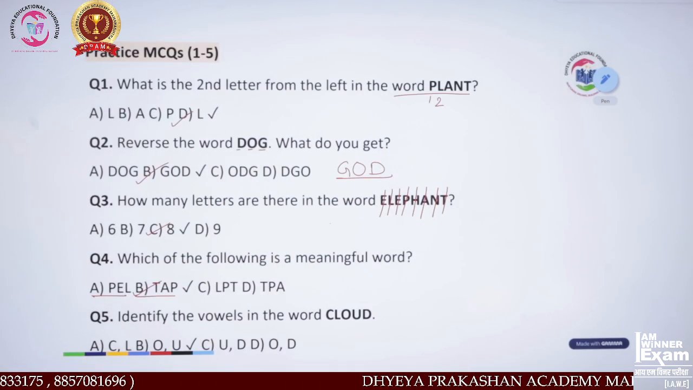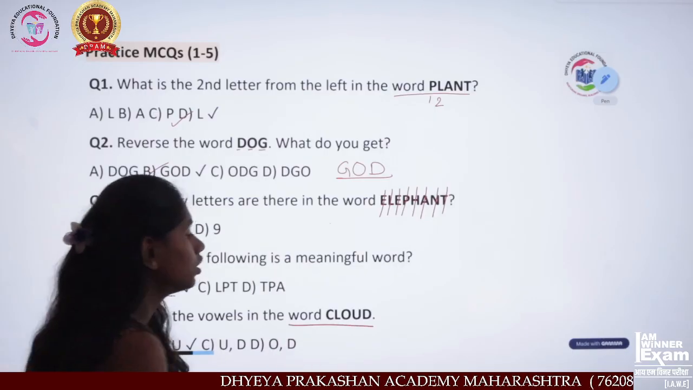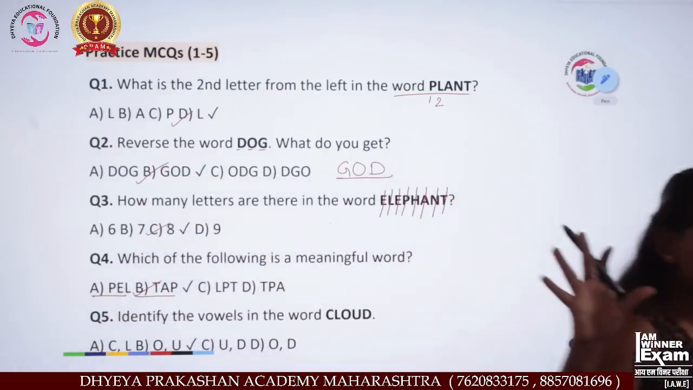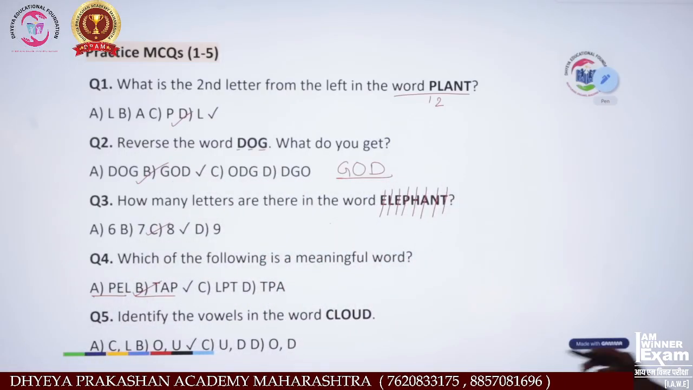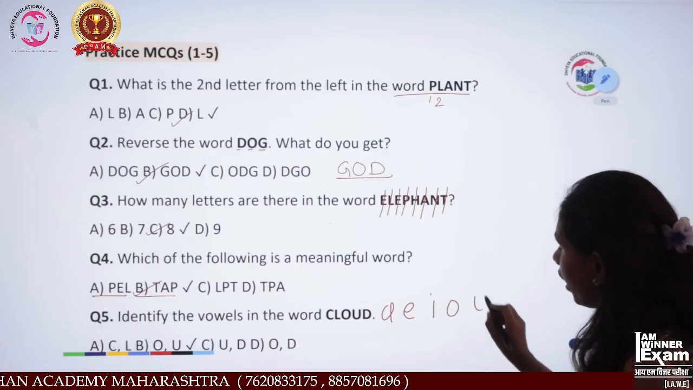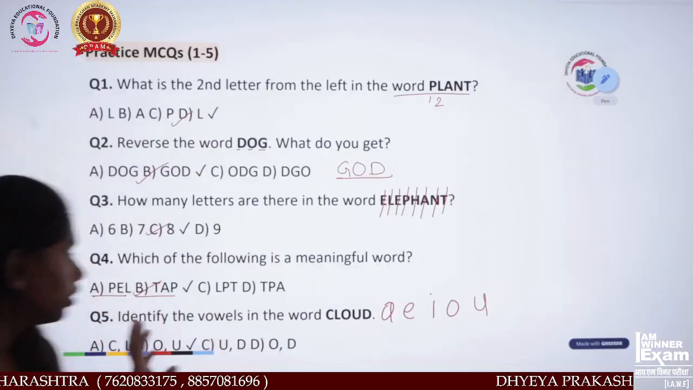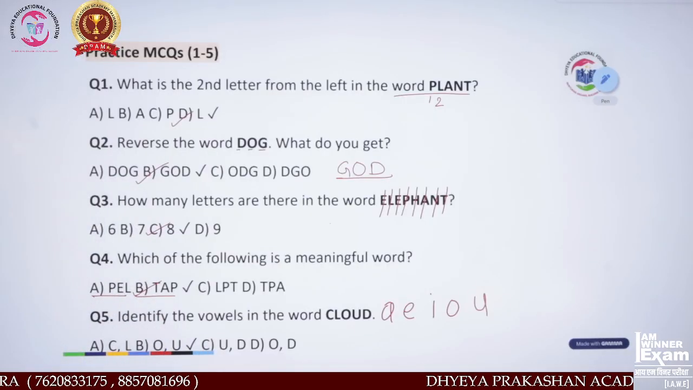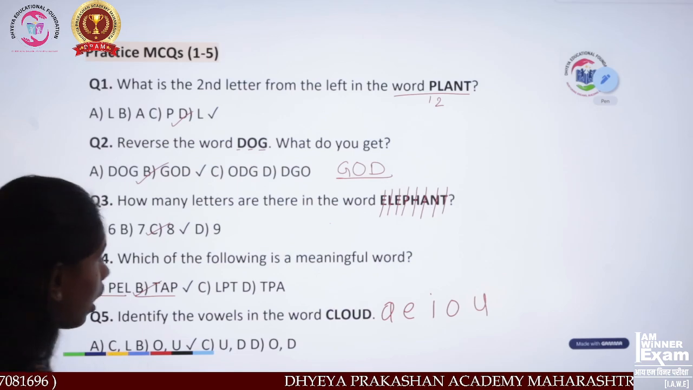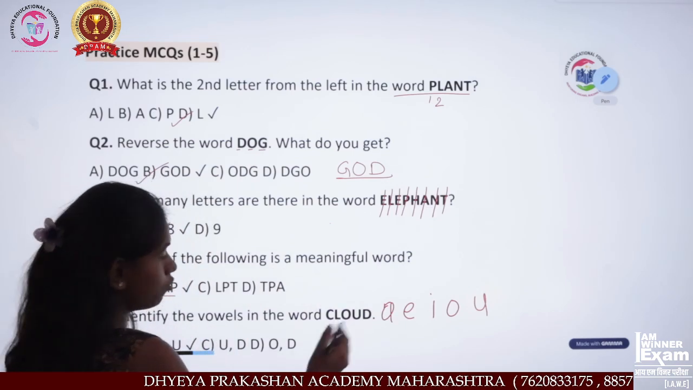Then next, identify the vowels in the word cloud. Now what are vowels? So there are 5 vowels. Which are those? That is A, E, I, O and U. Now these are the vowels. Now we have to count, that means we have to find which letters of this word are the vowels. So let's find out.